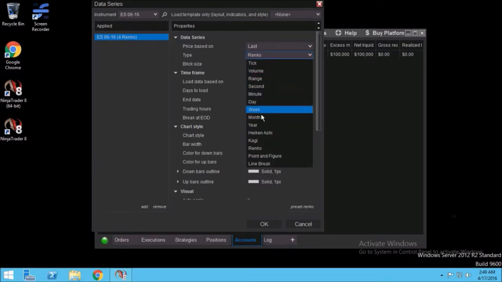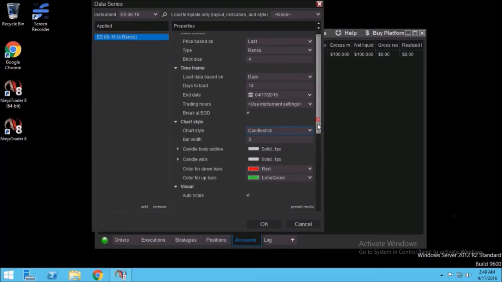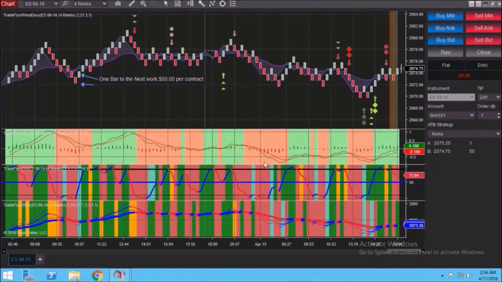On the right side, change the data series type to Renko and change the brick size to 4 ticks, and also change the chart style to candlestick. Let's load the TradeFoxx indicators in the top right hand corner. Click the arrow and load a TradeFoxx chart. Let's click OK and review an ES trading chart. This makes each box the value of $50, a 1 point move for the ES per contract traded.